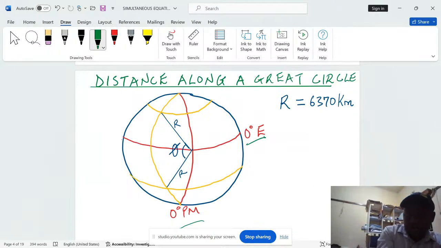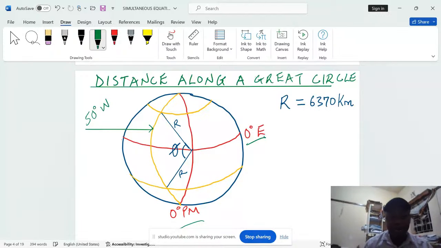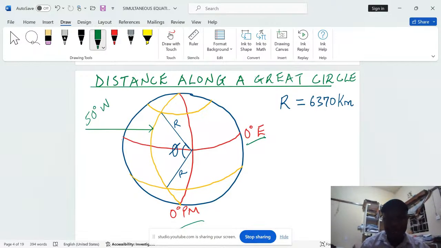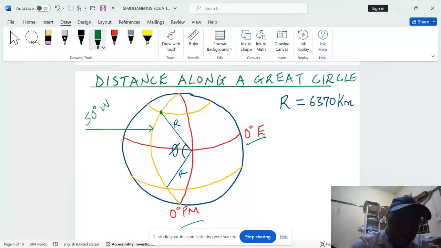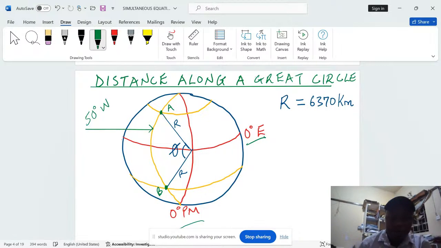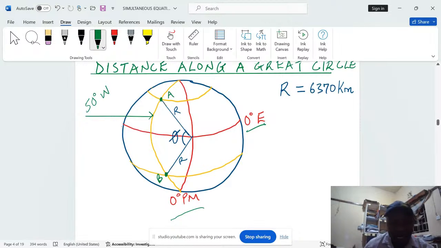Then the yellow longitude, let's say this one is longitude 50. You can see it is to the west of the prime meridian. Then now we talk about the latitudes where the two places are. Let's say this is a place A, then we have a place B at this end. Now the distance AB is just an arc. The distance AB is along a great circle.